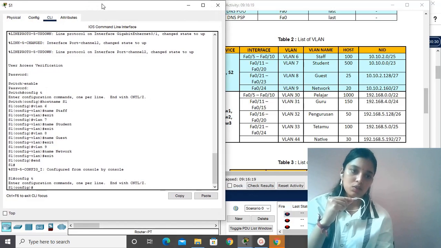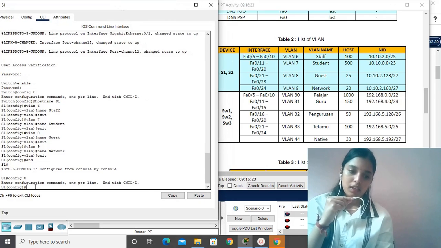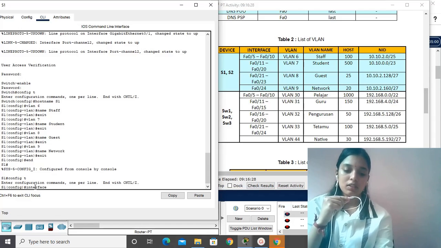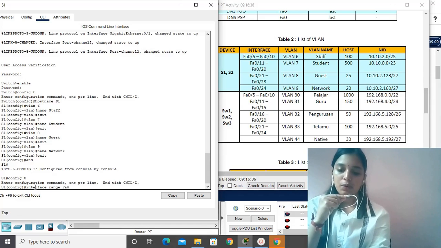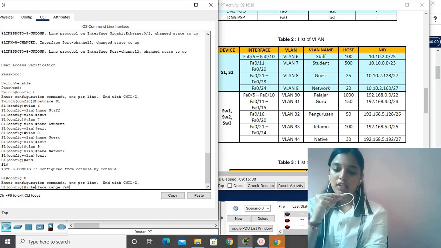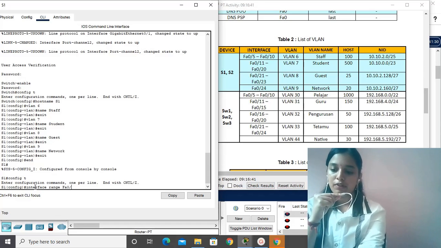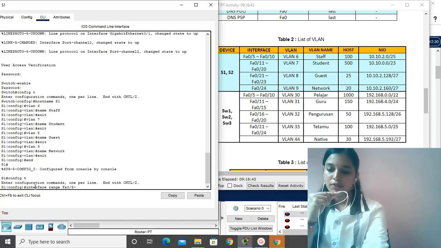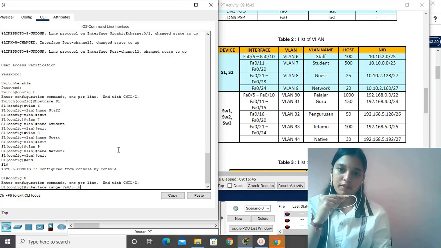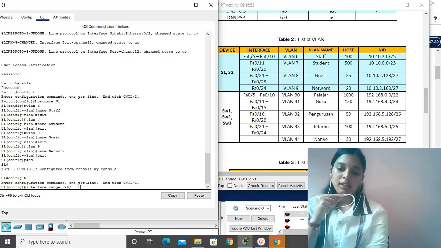Okay, how to know this is switch 1? Here you can see the switch 1. Okay, let's start. Interface range. I write interface range. F must be a capital letter, a small letter, 0/5. Don't forget to put /5 until they given 10, so no need to write FA0 again. Just go FA0/5 until 10. Then enter.